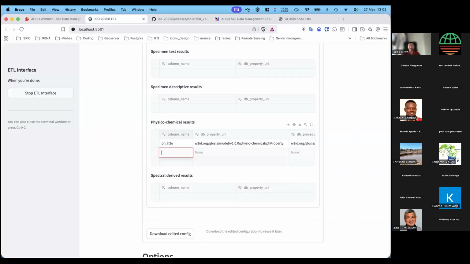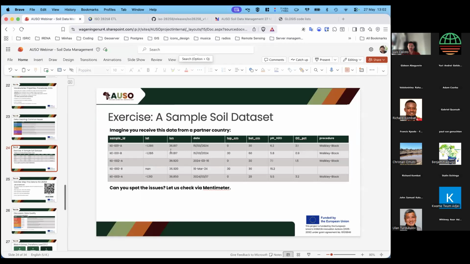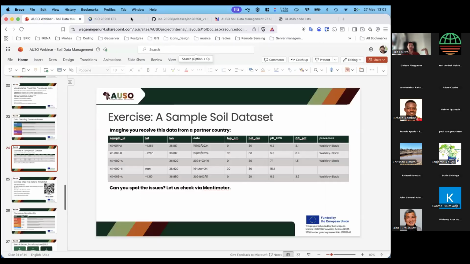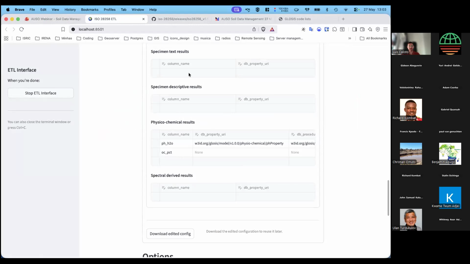And then I can add one more, which was organic carbon PCT, because this is the column of the CSV, and this is the URI where you have the procedure, property, and unit. And then I will need to put it here, and the system automatically grabs this value here and puts it in the right place in the ETL, in the database.